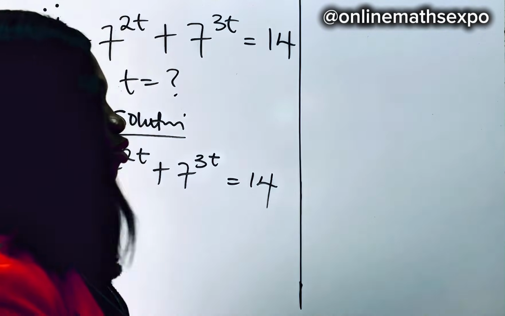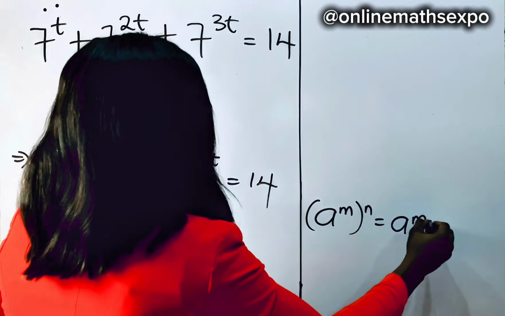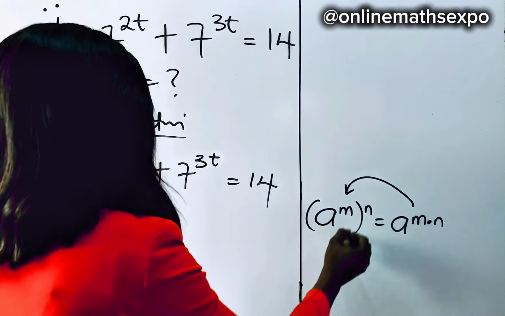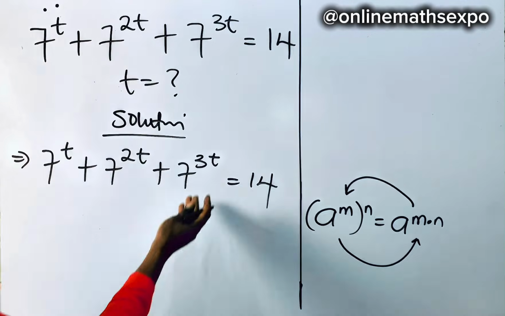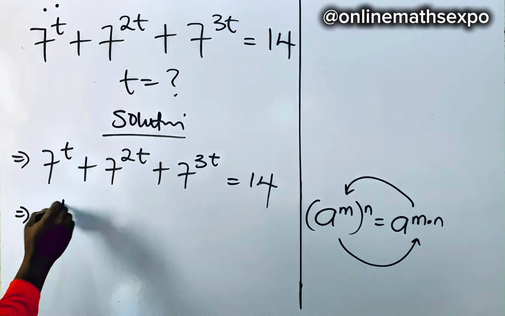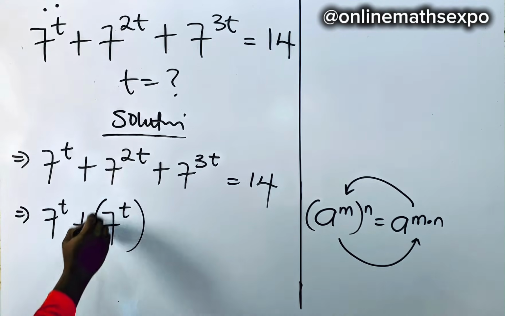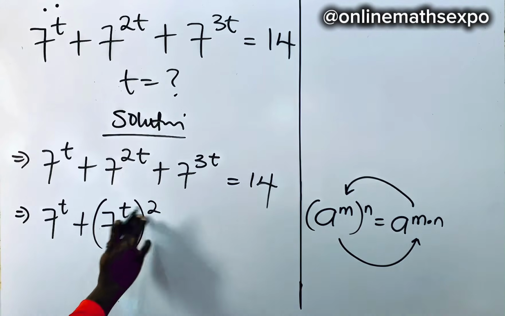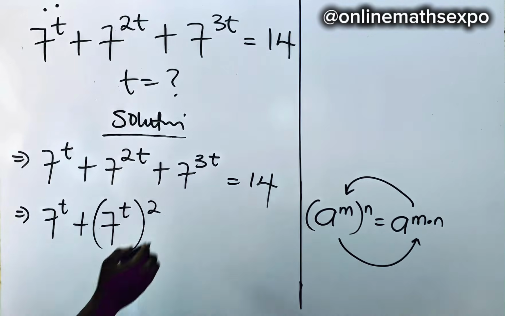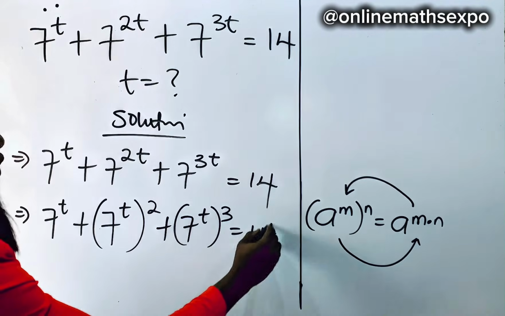Just quickly remember that for every a to the power of m raised to the power of n is a to the power of m multiplied by n. So it means that this can be written in this form and this in this form. So in that case, we have 7 to the power of t plus, for this, it can be written as 7 to the power of t raised to the power of 2. If you multiply this, obeying what we stated, it gives you back 7 to the power of 2t. Plus, do the same here. So we have this raised to power 3 is 14.